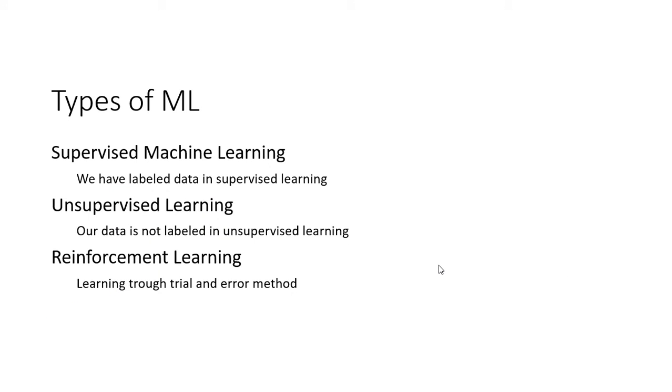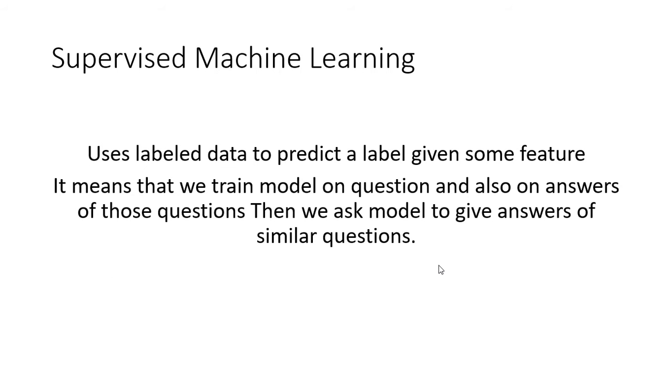Now let's look at the types of machine learning. There are three types of machine learning: supervised machine learning, unsupervised machine learning, and reinforcement learning. Now let's quickly go through them. The first type is supervised machine learning. In supervised machine learning, we use labeled data to predict a label given some features. It means that we train the model on questions and also the answers to those questions. Then we ask the model to give answers to similar questions.